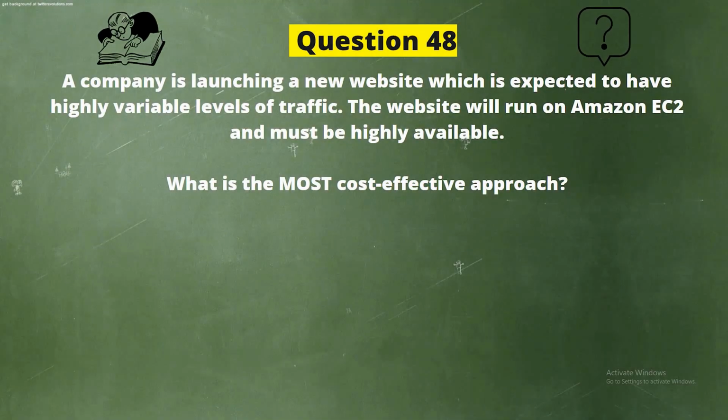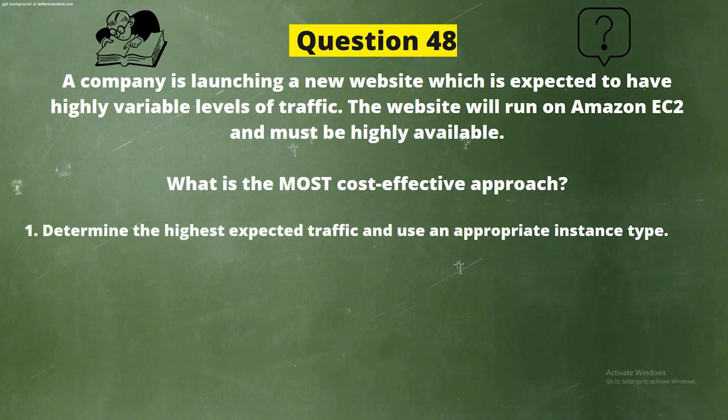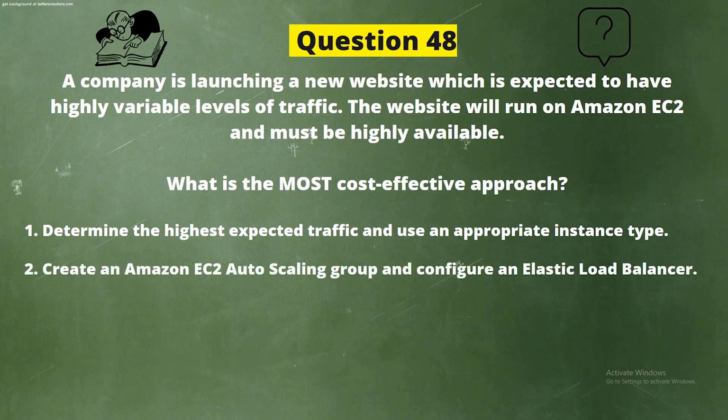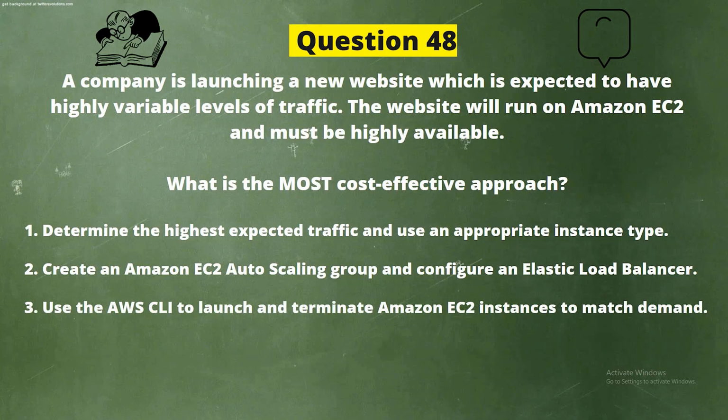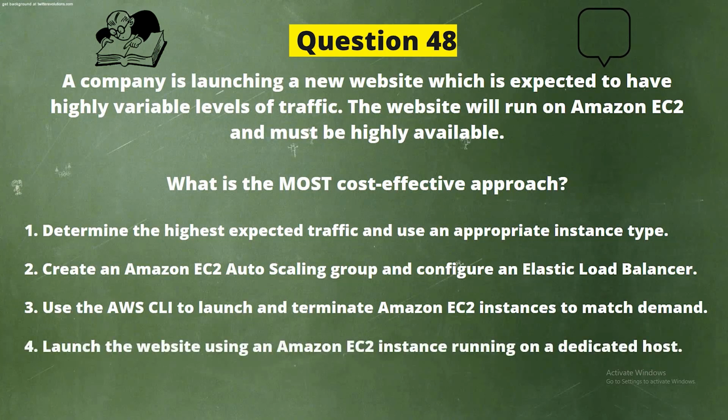Next question. A company is launching a new website which is expected to have highly variable levels of traffic. The website will run on Amazon EC2 and must be highly available. What is the most cost-effective approach? And the options are: Option 1. Determine the highest expected traffic and use an appropriate instance type. Option 2. Create an Amazon EC2 auto-scaling group and configure an elastic load balancer. Option 3. Use the AWS CLI to launch and terminate Amazon EC2 instances to match demand. Option 4. Launch the website using an Amazon EC2 instance running on a dedicated host.